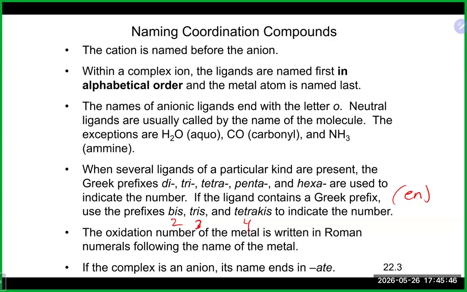If it is a negative complex ion part of your compound, then you actually have to go with an old school type name, and those usually end in -ate. So instead of iron, it would be ferrate. Instead of copper, it would be cuprate, zincate, and most of those do end with -ate, that older school name for the metal. Any questions on any of that?